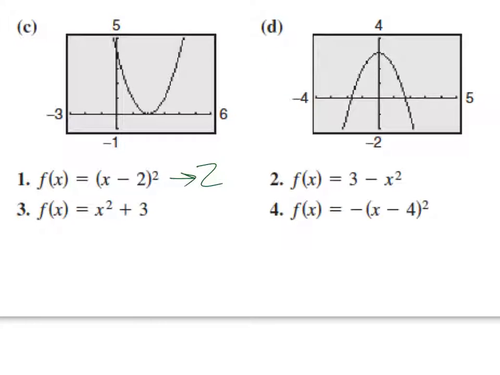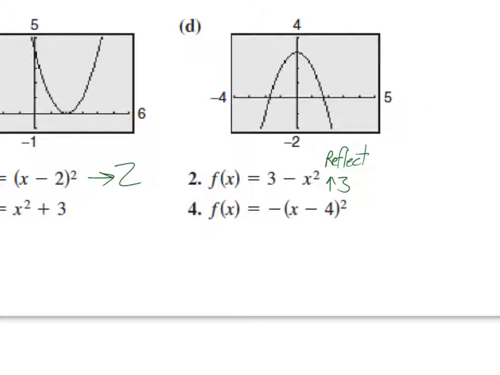Tell me number 2, 3 minus x squared. Reflect across the x-axis, and then up 3 units. Shift up 3 units. Good. It moved up 3 units, and it's also reflected across the x-axis. Okay, very good.